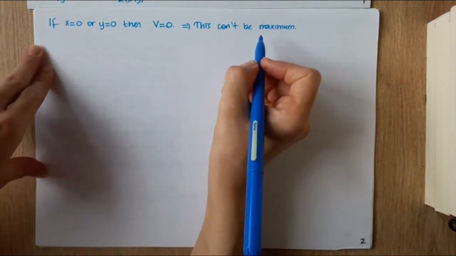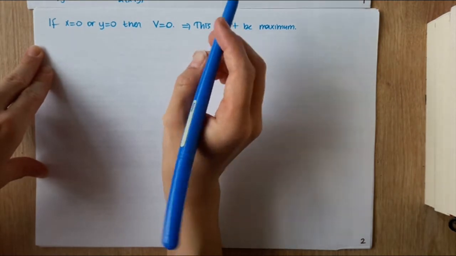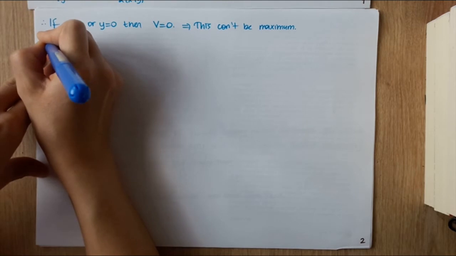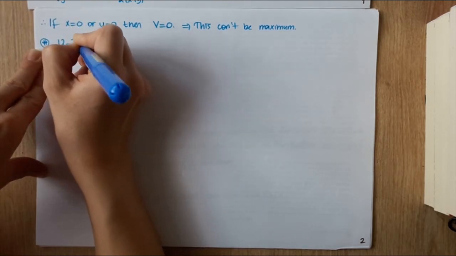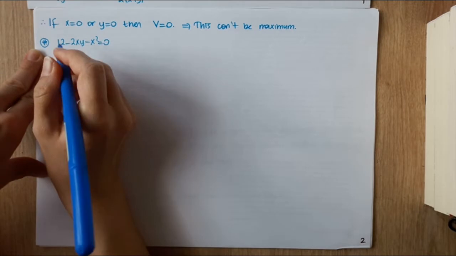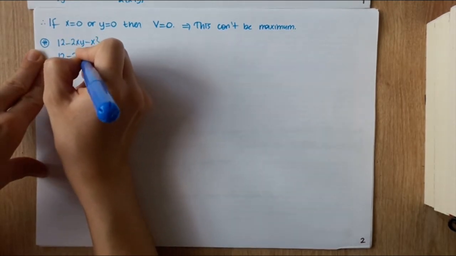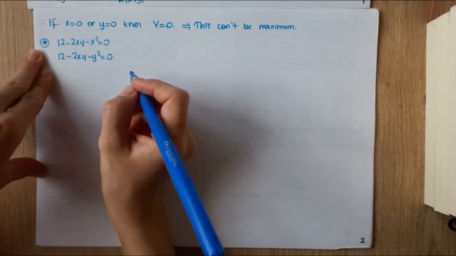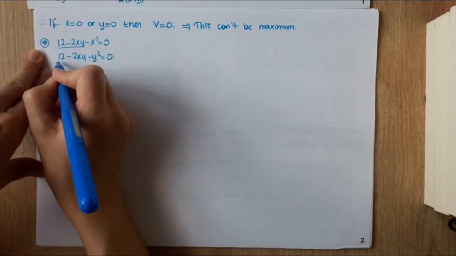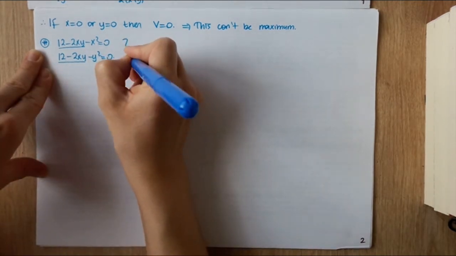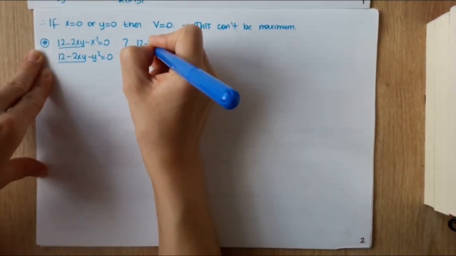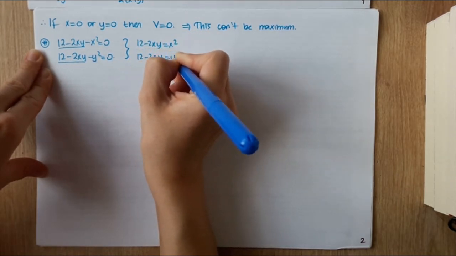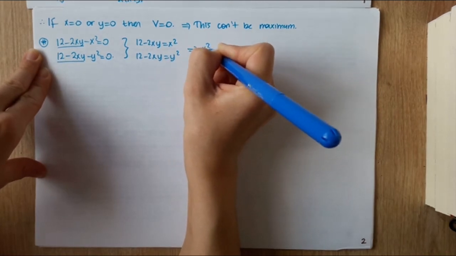If it is not maximum, we should solve the other equations. 12 minus 2xy minus x squared is 0, and 12 minus 2xy minus y squared equals 0. As you can see here, these terms are equal, so I have these equalities: 12 minus 2xy equals x squared, and 12 minus 2xy equals y squared. So it says that x squared equals y squared.